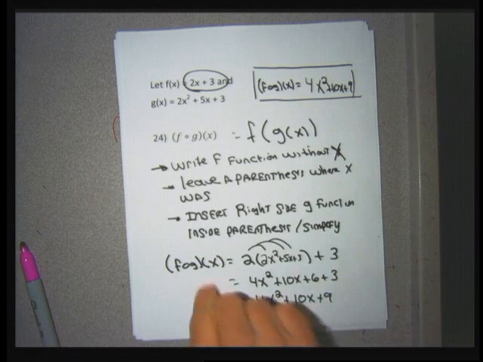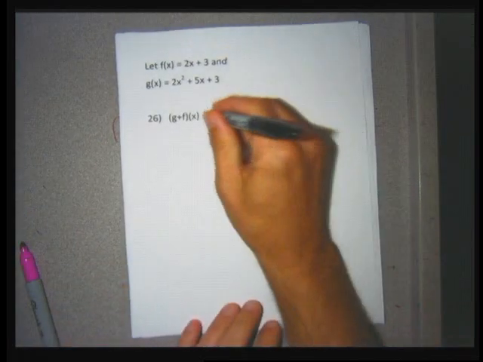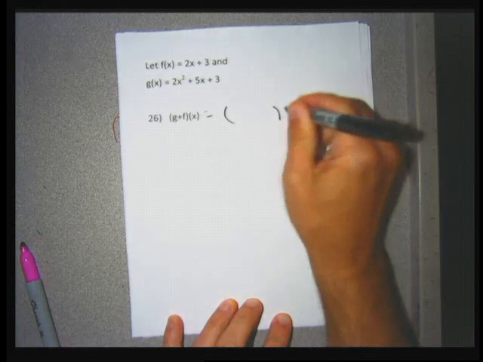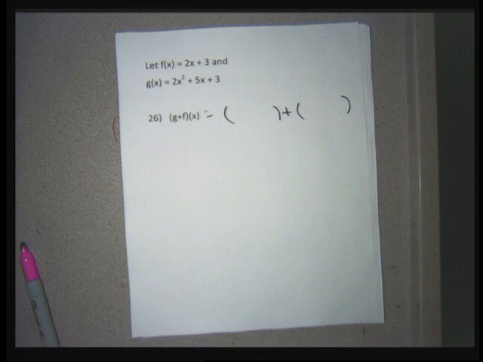So I bet you I have g composed with f coming up next, but I don't. I just have a nice plus, so no more composition here. To do g plus f of x, I can write two parentheses separated by a plus sign. It turns out that neither of the parentheses is really necessary.